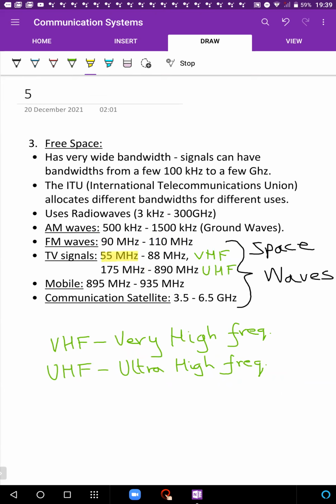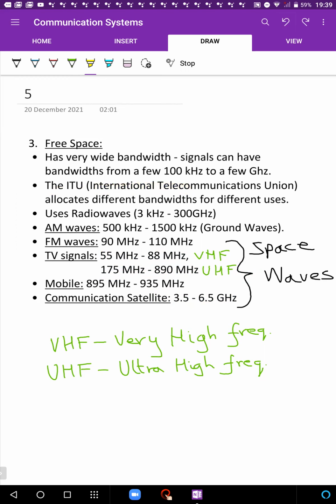This range is called VHF, very high frequency. This range is called UHF, ultra high frequency. Okay, those are just names. Communicating with the satellite happens in a much higher bandwidth again, from 3.5 to 6.5 gigahertz. These are all regulated by this body, and we are not allowed to break out of our allocated bandwidths.